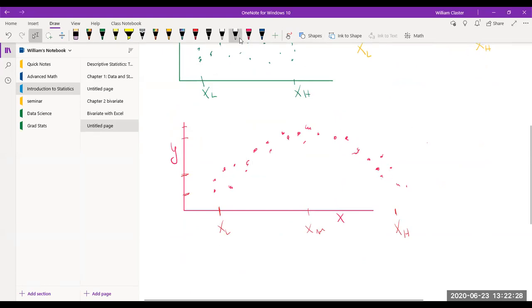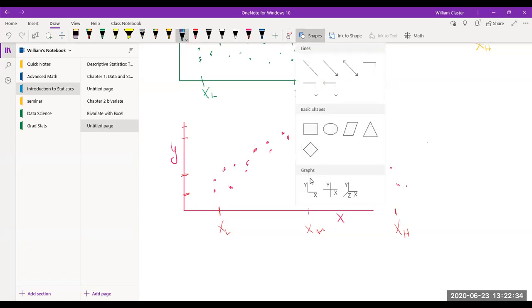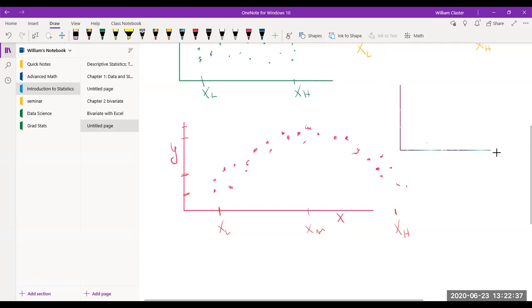Or I might have had a different graph. Maybe I might have had this picture, maybe it looks like this. Okay, so that would be something else, right? That wouldn't be a parabola. It wouldn't be a quadratic relationship, but still there's a relationship, right? If you know X, you know something about Y. That's what we mean by relationship.